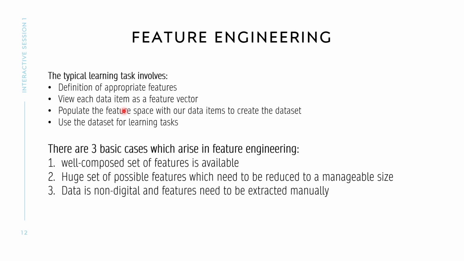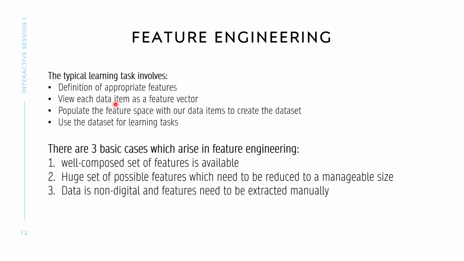So an object is defined by its features, right? It is defined by its feature vector. Then I will populate my feature space with all the objects which I have to create my machine learning data set, and finally I will use this data set for learning tasks, right?